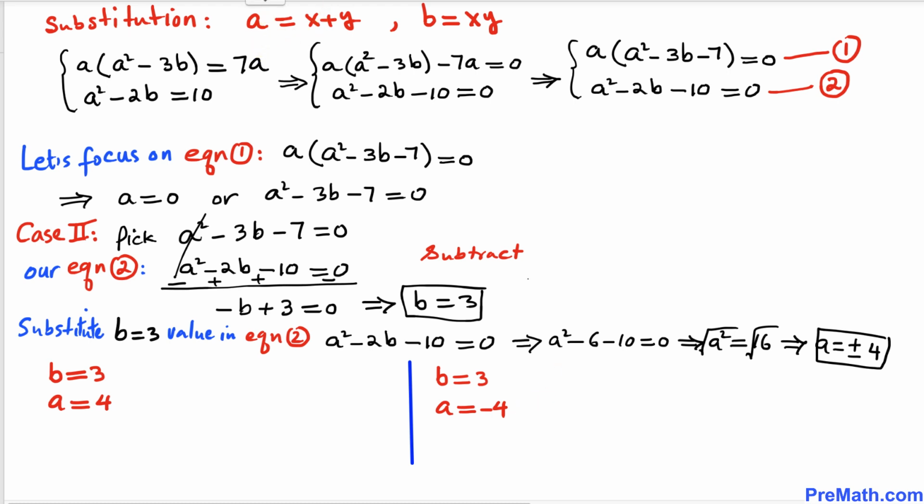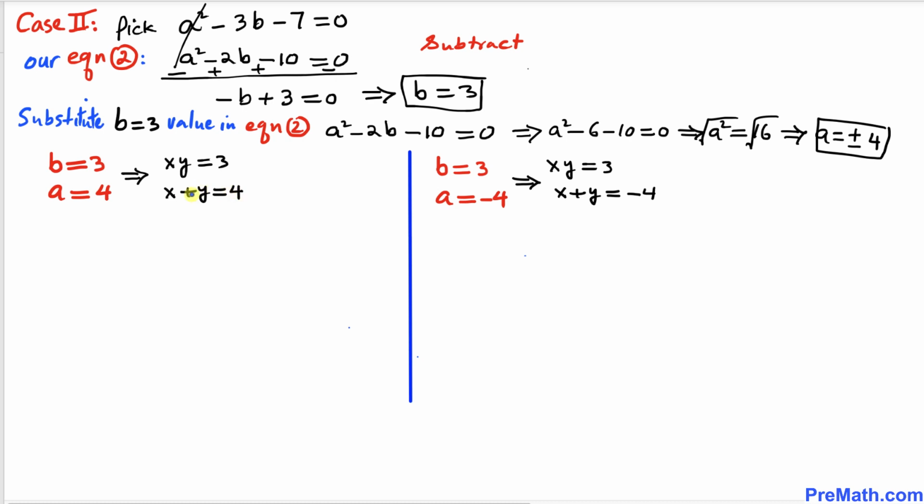And we also know that this a value is x plus y and b is x times y. So therefore this one becomes simply x times y equal to 3 and x plus y equal to 4. And on this side, likewise, we're going to have x times y equal to 3, and x plus y over here is going to be negative 4. Now let's focus on this equation on the left hand side, x plus y equal to 4. If I move this y to the other side, that gives us simply x equal to 4 minus y. Now let's substitute this x equal to 4 minus y value in this equation, x times y equal to 3.